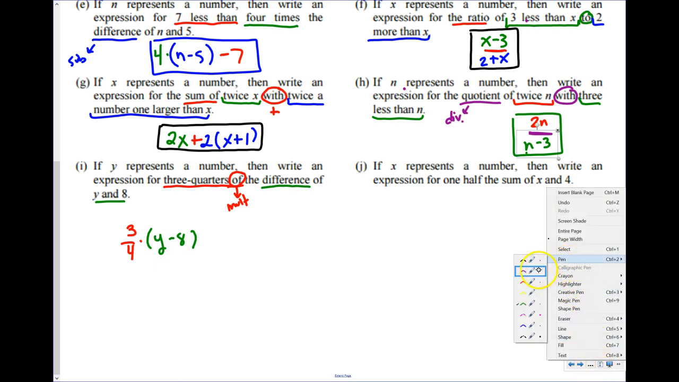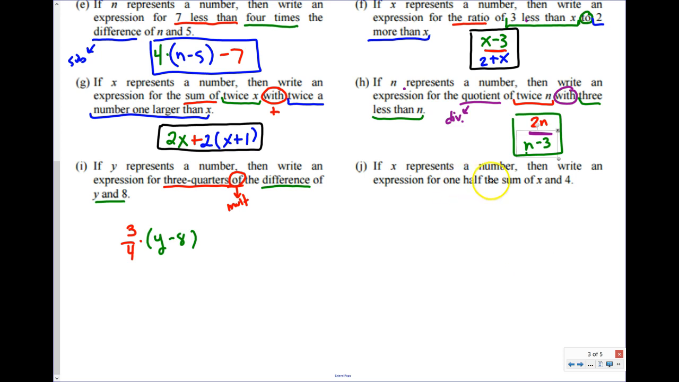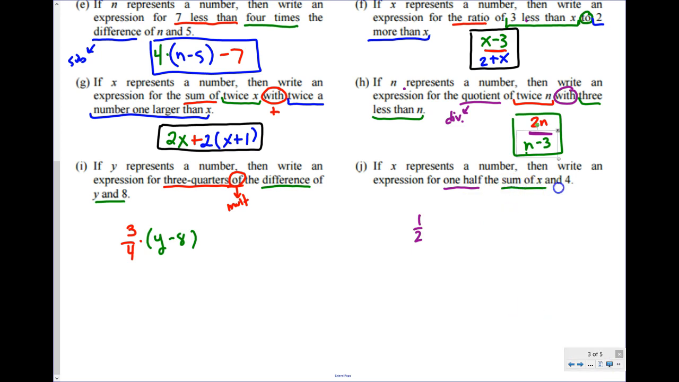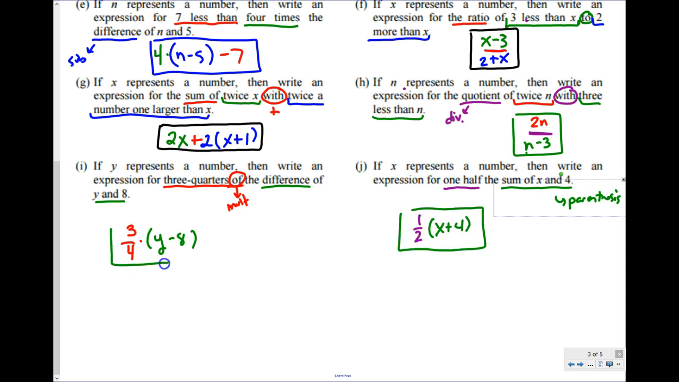And finally, the last one, if x represents a number, then write an expression for 1/2, so 1/2, the sum of x and 4. 1/2, the sum of x and 4. So the sum of x and 4 gets its own color because it's a new thing. Remember what I said about parentheses? It's 1/2 the sum of x plus 4. Okay?